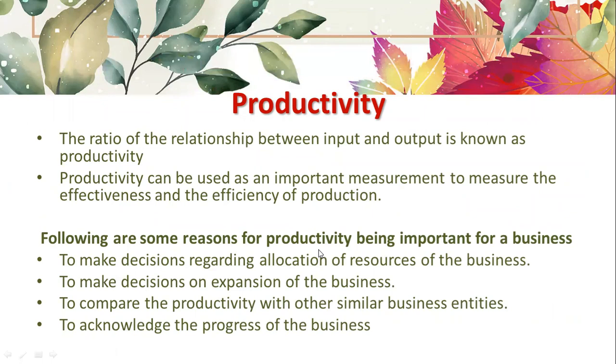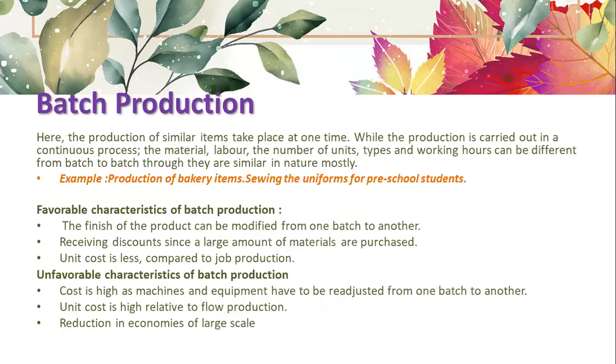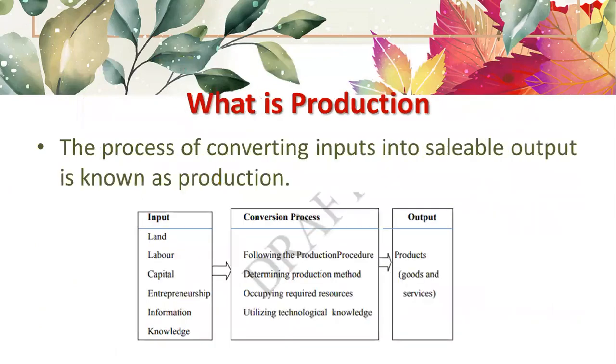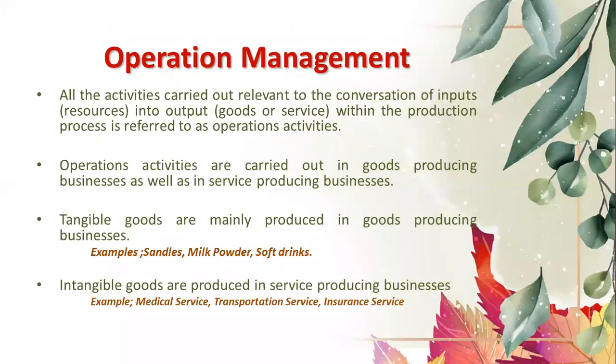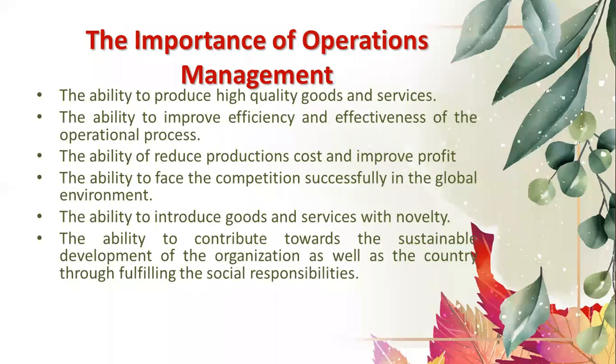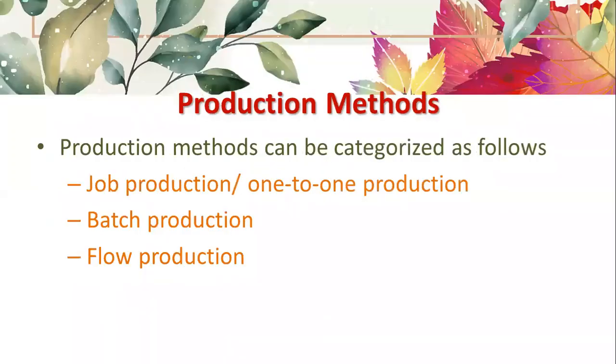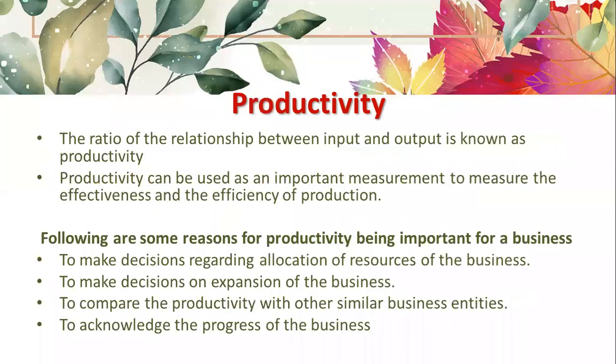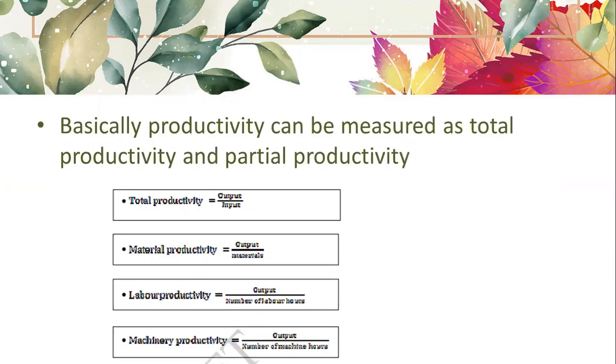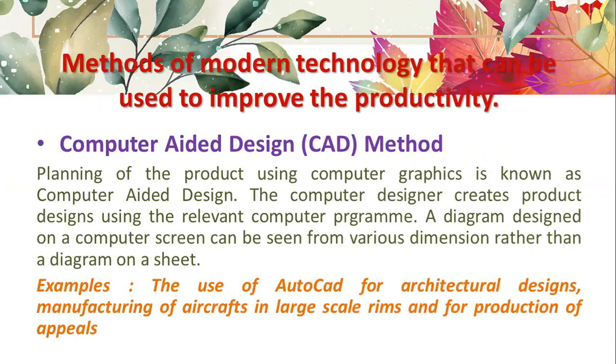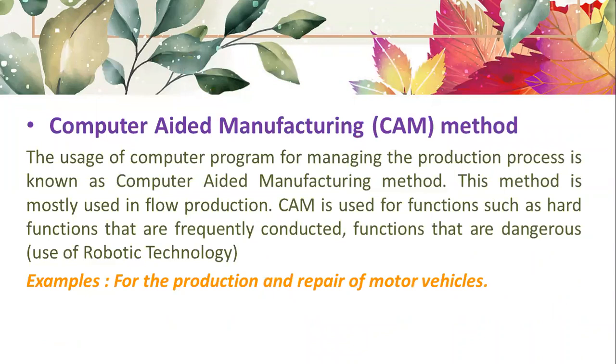Okay? So I'll give a quick summary. We learned what operation management is, right? Here you need to know operation management for both goods producing business and service producing business. Then we learned the importance of operation management, then production process, production methods, job, batch, and flow production, then productivity, importance of productivity, how to calculate productivity, then technology, computer aided design, computer aided manufacturing, computer integrated manufacturing. So next day we are going to discuss economies of scale.